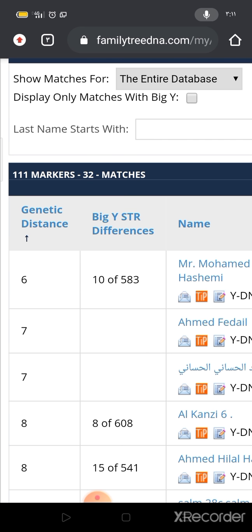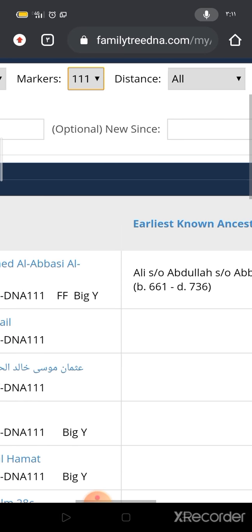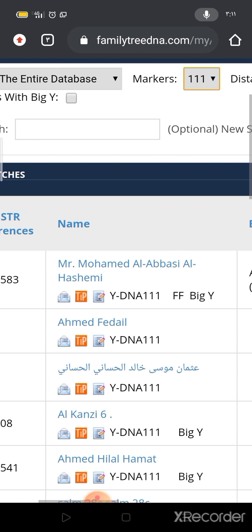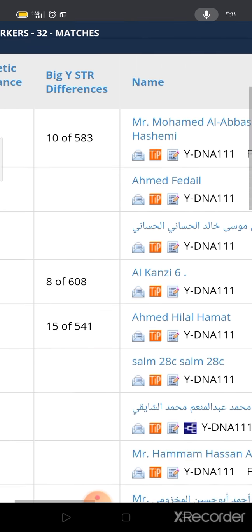Here is the one most close to me on the 111 markers. He has a genetic distance of 6, and we are from the same tribe, but from different branches inside the tribe. Both of us are Jalin, but he is from the Zidad branch, and I am from the Hasanabad branch.